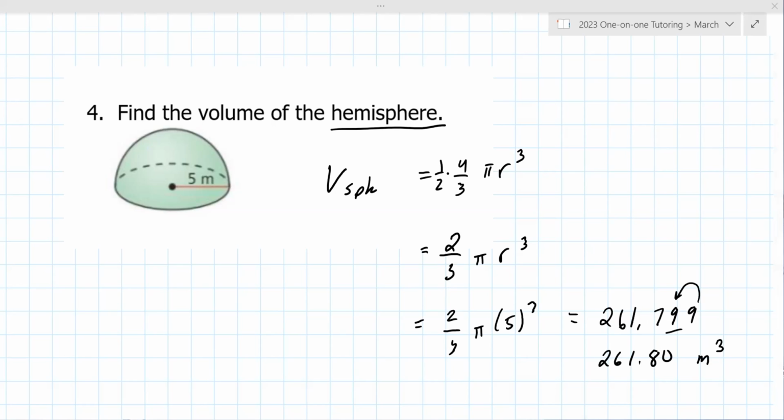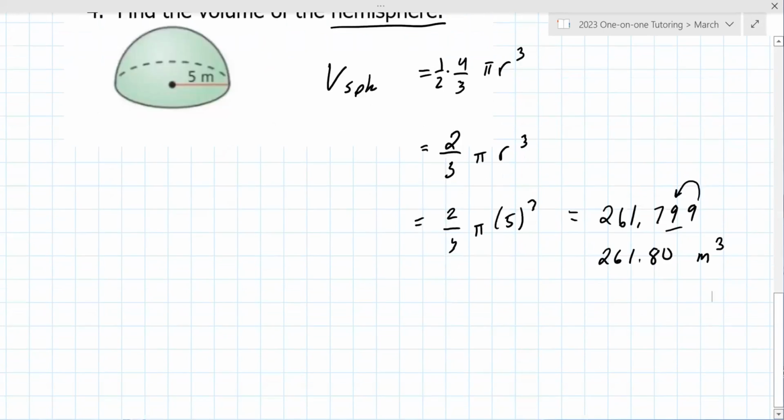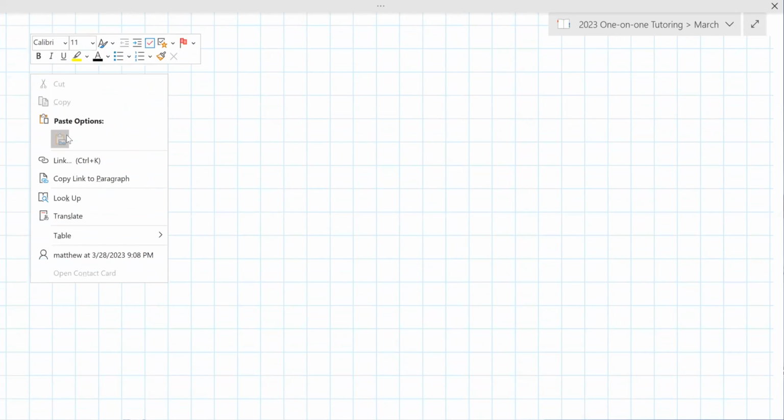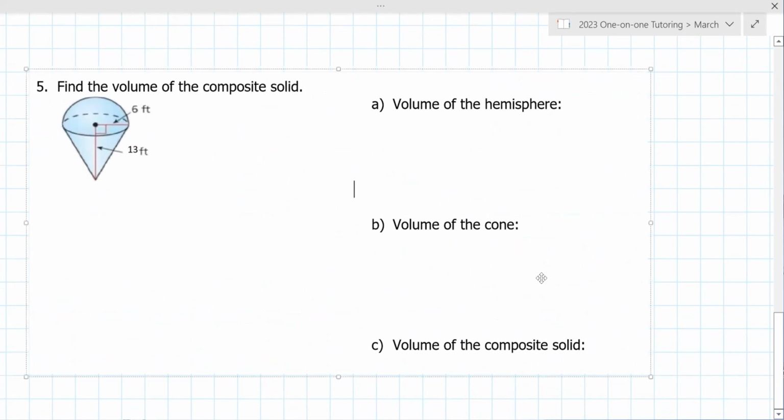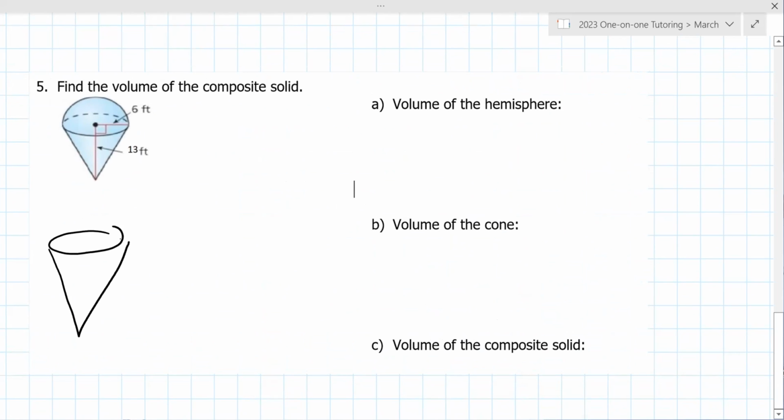All right, so number 5 here, I like the way they've organized this. The ice cream cone. All right. Sometimes it's good to draw them out separately if you want. I tend to go to the cone first. It's got a height of 13, radius of 6.